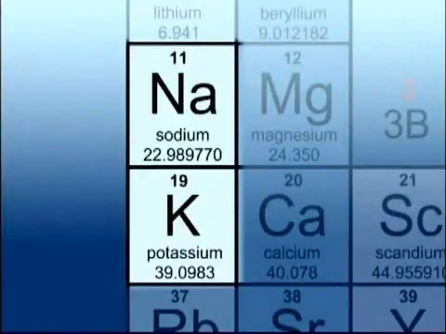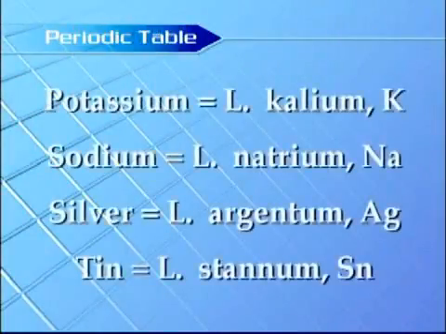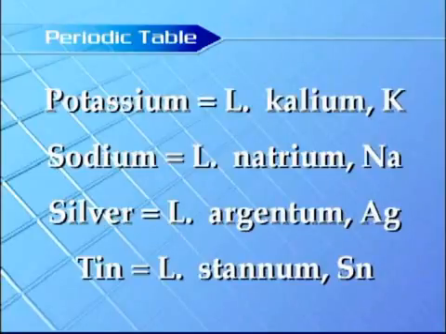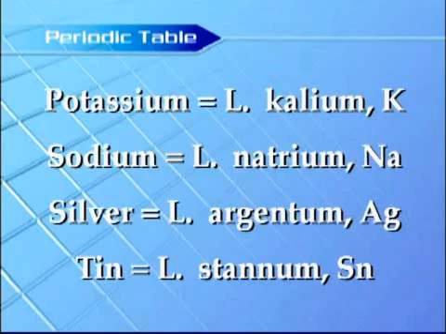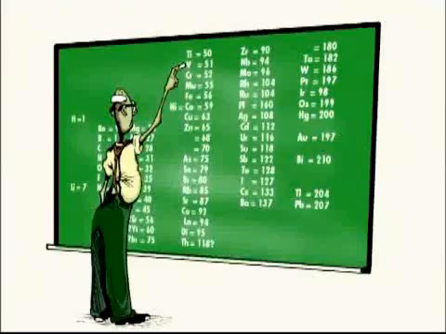For instance, the symbol for potassium is K and sodium is Na. These symbols actually come from their Latin names, kalium and natrium. This is the case for many elements. Silver and tin are 2 more examples. Symbols make it easy to write chemical equations.